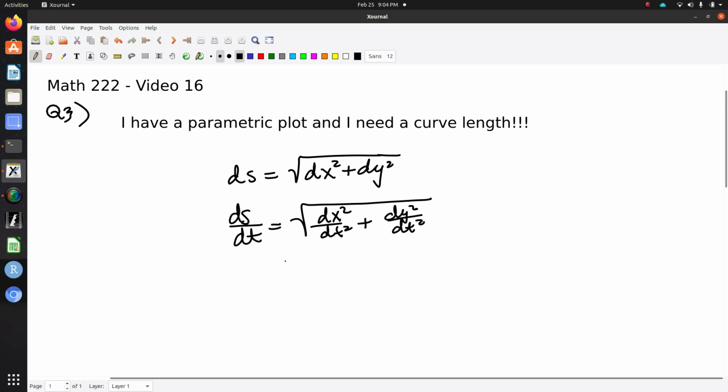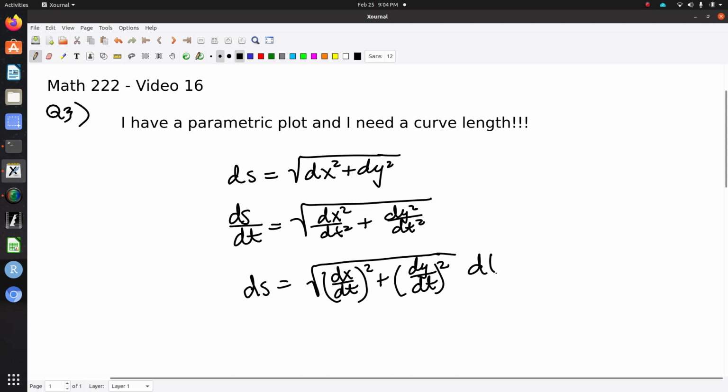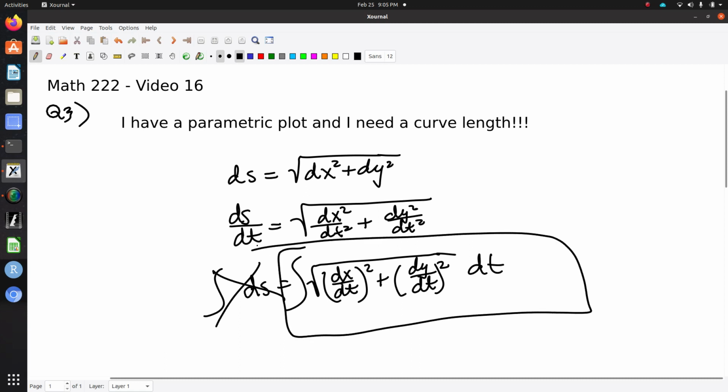But I'm going to write this a little differently in case you're more comfortable with it. I'm going to write it this way, dx over dt squared plus dy over dt squared, and I'm going to go ahead and put this dt on the other side. Okay, and again, now it's good to integrate. And again, if we knew s, we wouldn't be doing this in the first place, so that whole thing doesn't matter to us, and this is our formula.